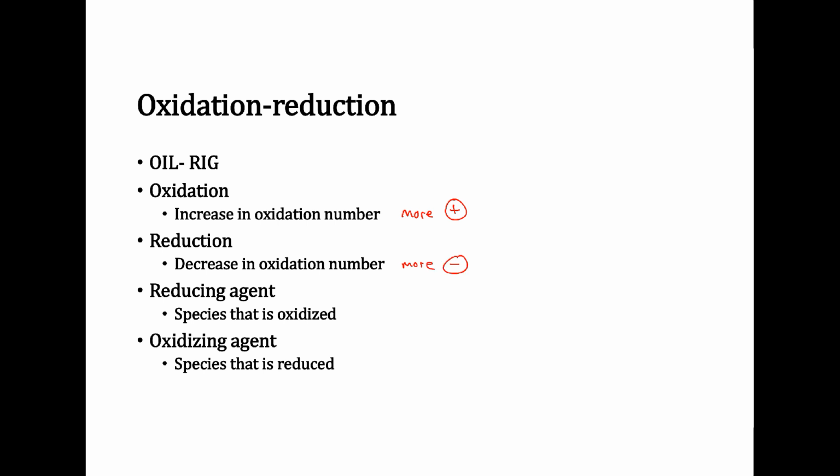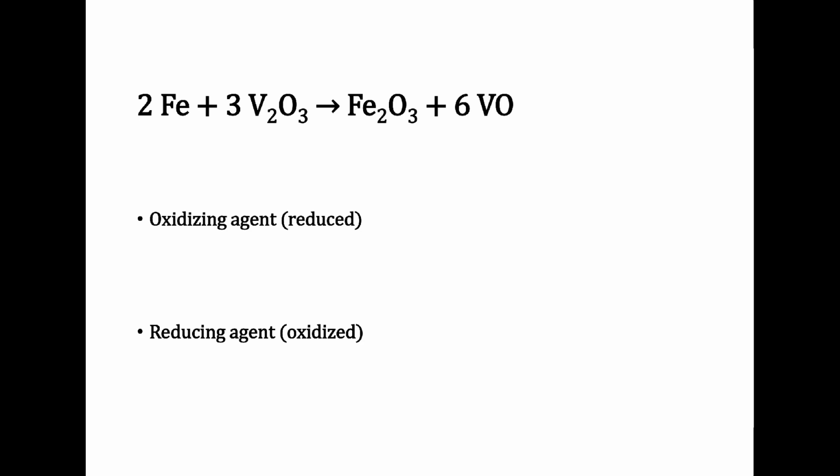It doesn't mean that you actually have to have a negative oxidation number, it just means that it's becoming more negative. And then kind of the tricky part, if you're talking about the reducing agent, that's actually what's being oxidized, and the oxidizing agent is actually what's being reduced. So let's go ahead and try one last example together.